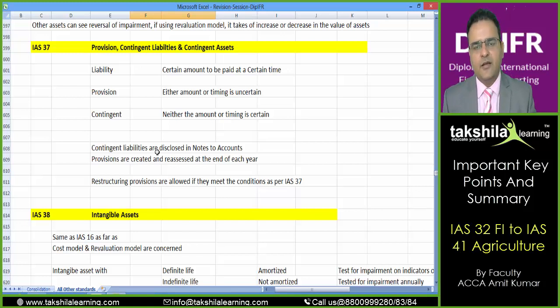Contingent assets, if they are very remote, may not even be disclosed. But if there is an expectation of an asset to be recovered, we may show it initially as part of notes to accounts. And if there is a virtual certainty that we will be receiving that asset, we will be recording it as part of the assets in the books.